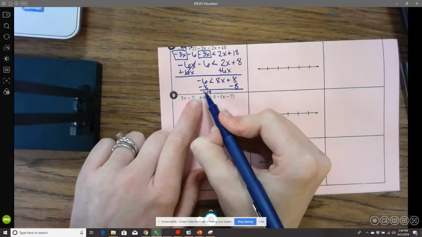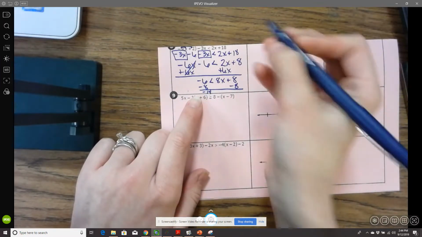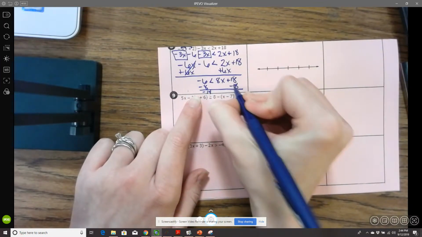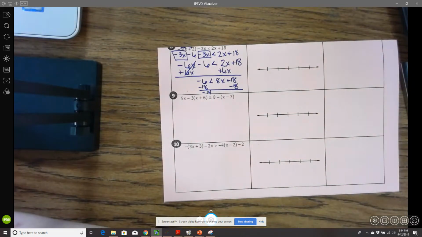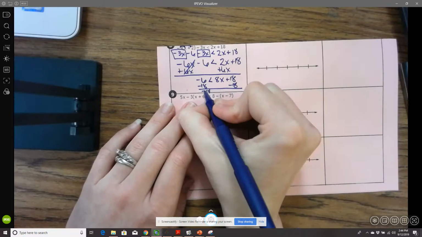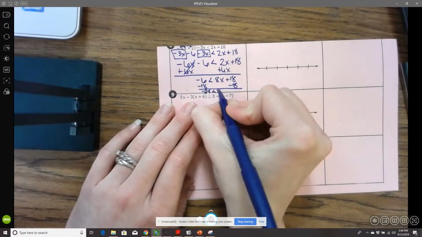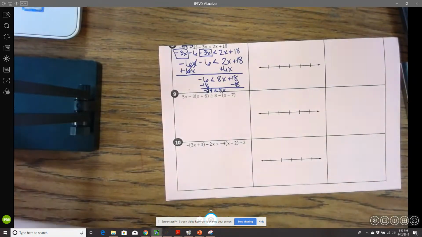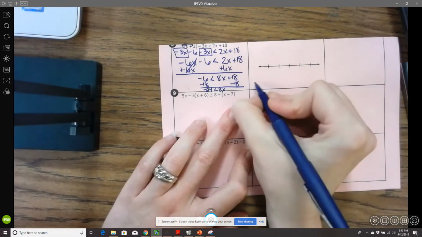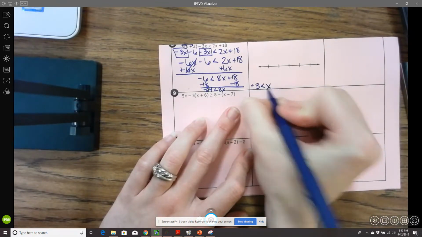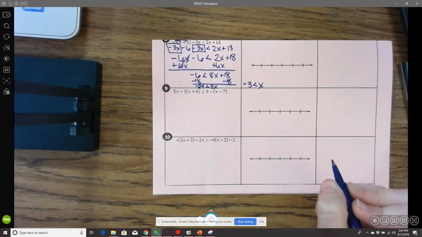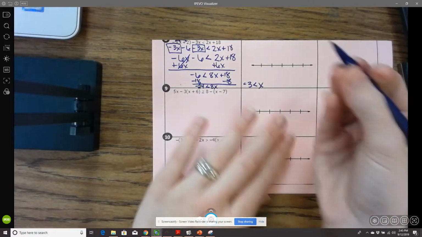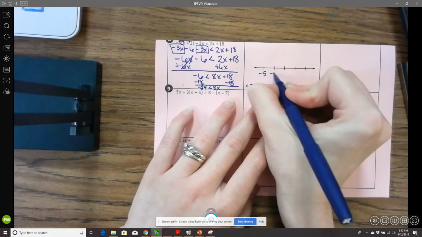Nope, I'm off somewhere. Oh, that should be 18. I apologize. So negative 6 plus a negative 18 should be a negative 24. And then we're going to divide both sides by 8. So I'm going to write my solution here. So negative 24 divided by 8 would be a negative 3 is less than x.